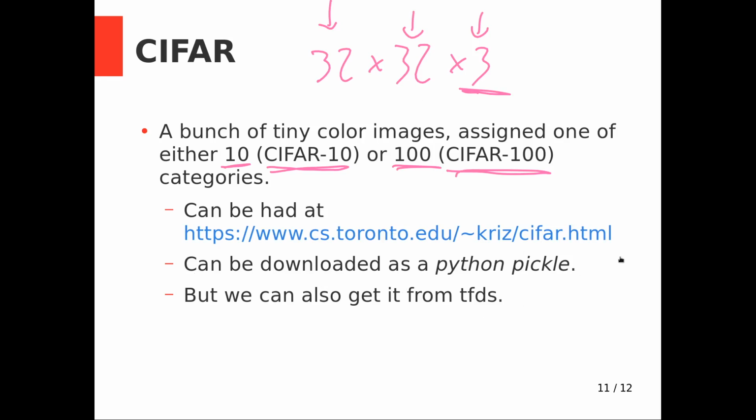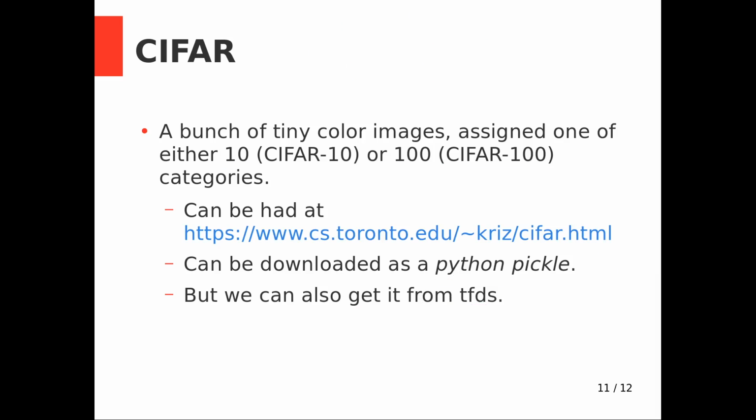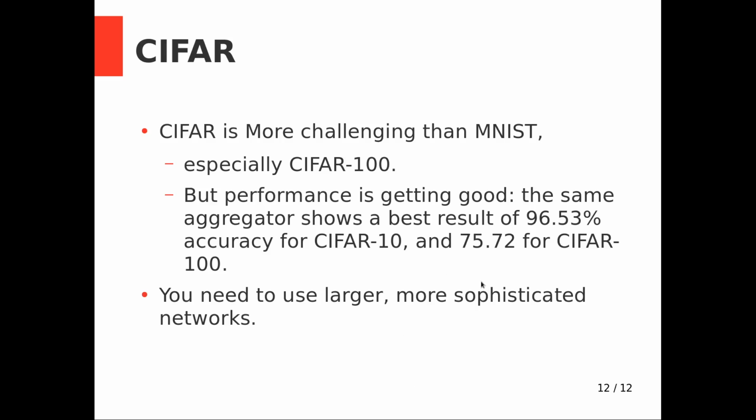So Cifar is a little bit easier to get ourselves than MNIST was going to be, because it's just a pickled Python object that you can download. If you haven't heard of it before, pickle is an object persistence format. And that's fairly easy to do, but we can also just get Cifar from TFDS. And since we've already done that, we'll do that again. And I'll show you the demo code in a minute. Nothing much changes. It's not very different.